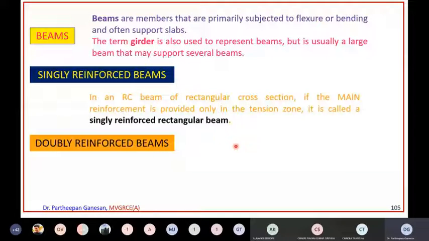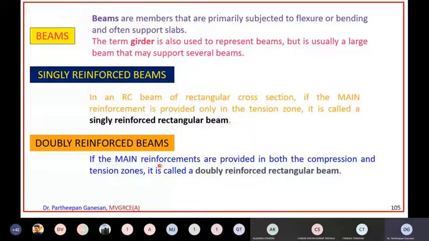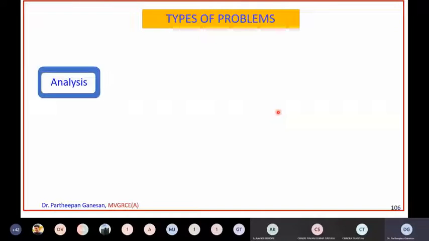Now, what is a doubly reinforced beam? If the main reinforcements are provided in both the compression and the tension zone, it is called a doubly reinforced rectangular beam. In a singly reinforced beam, your main reinforcement is there only in the tension zone. In a doubly reinforced beam, your main reinforcements are there in the compression zone as well as in the tension zone.